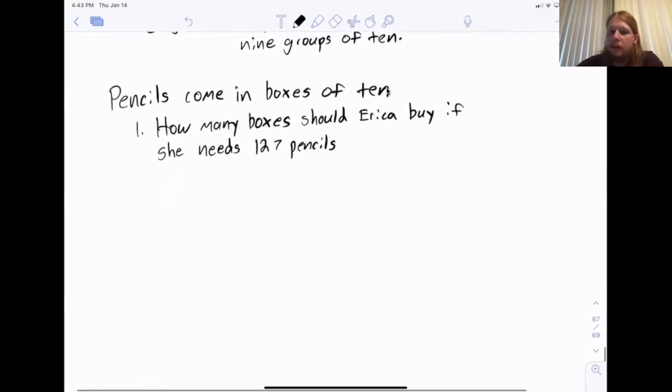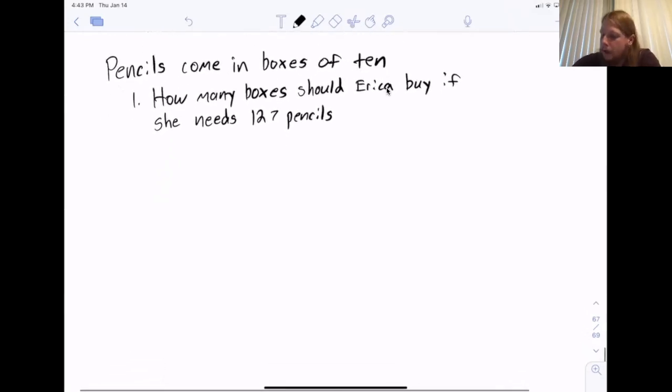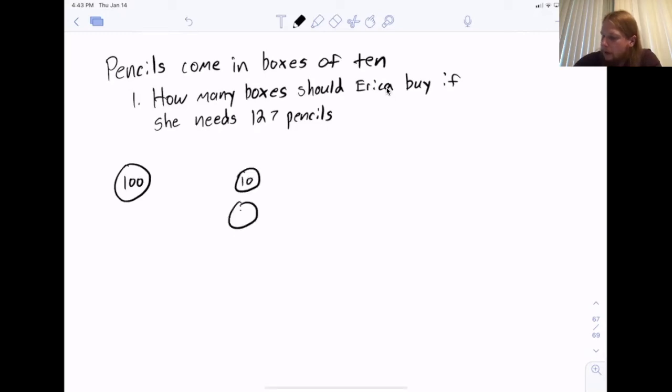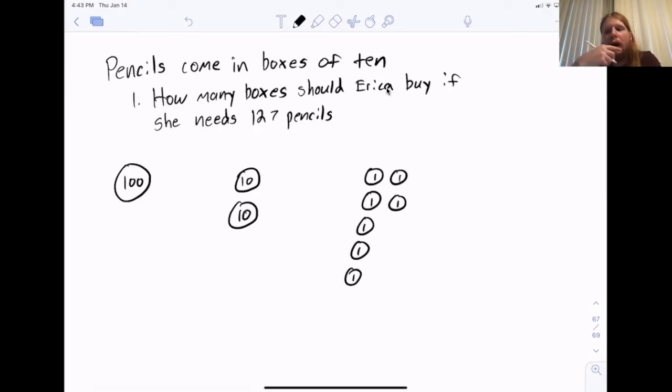So I'm going to use the discs to solve this. So I have 127 pencils. Notice I'm writing my discs out. All right, my question is, is it easy to figure out how many pencils I need if I have a 100, 2 10s, and 7 1s? Remember, pencils come in boxes of 10. So what should I do with my 100s chip?